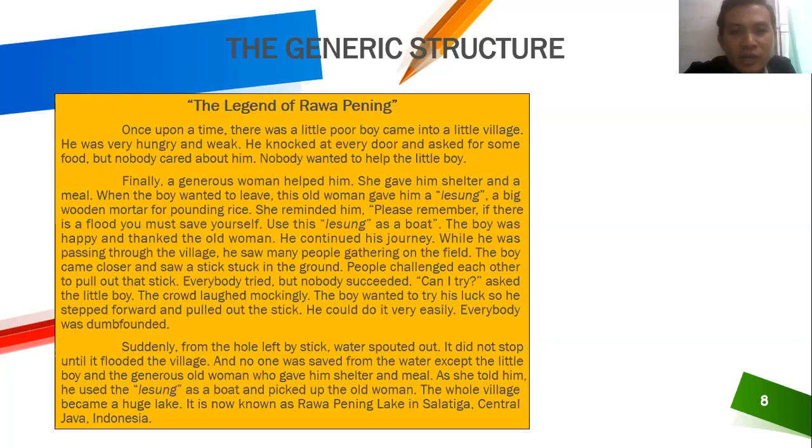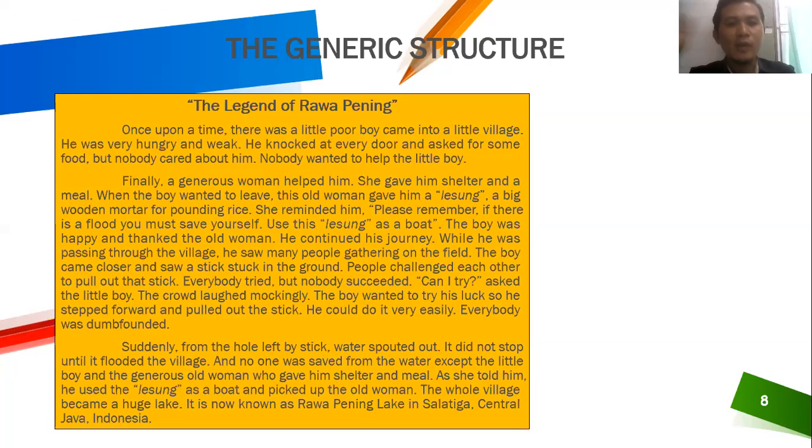The boy wanted to try his luck, so he stepped forward and pulled out the stick. He could do it very easily. Everybody was dumbfounded, orang-orang tercengang. Suddenly, from the hole left by the stick, water spouted out. What does spouted mean there? Air menyembur keluar. It did not stop until it flooded the village.